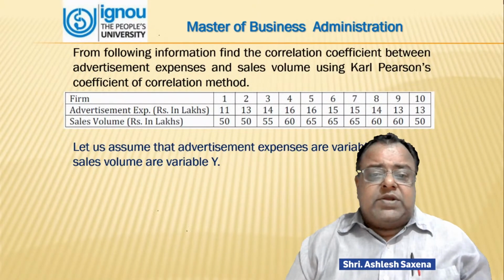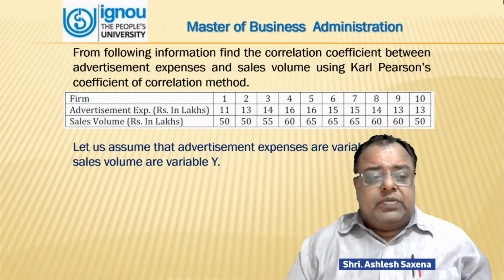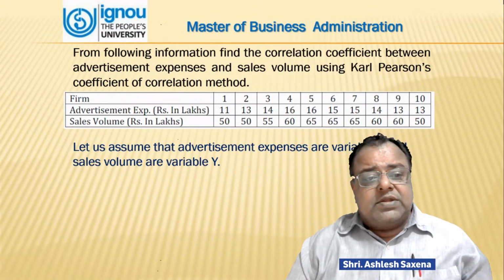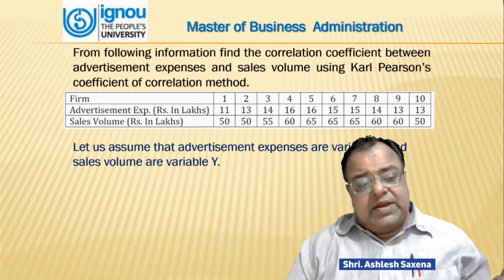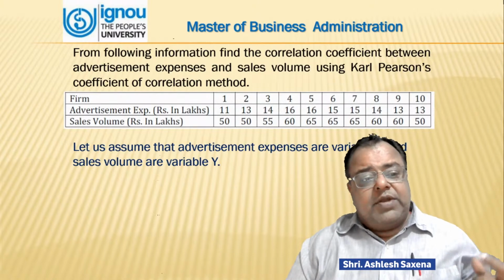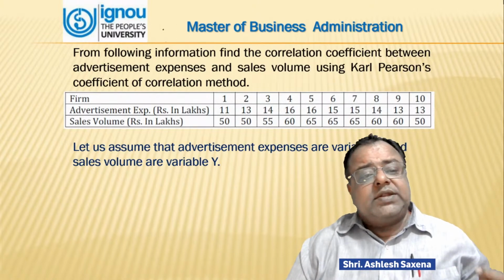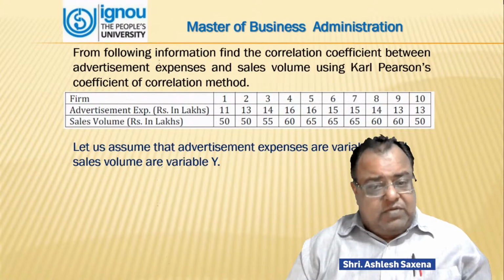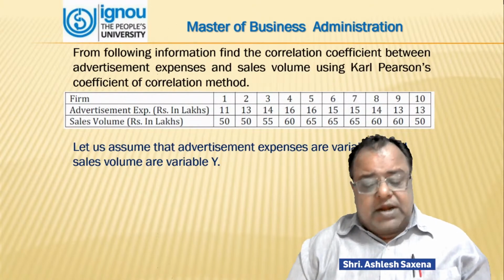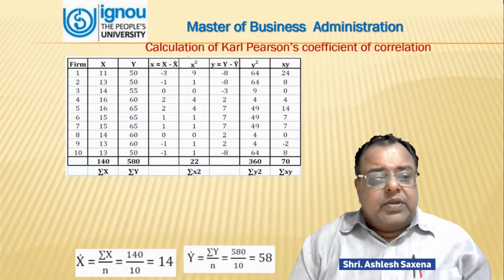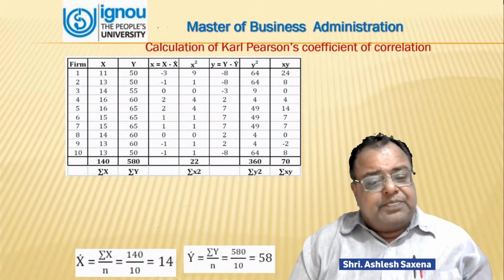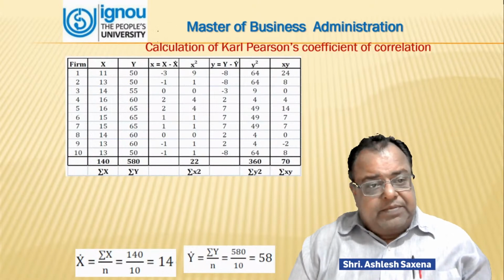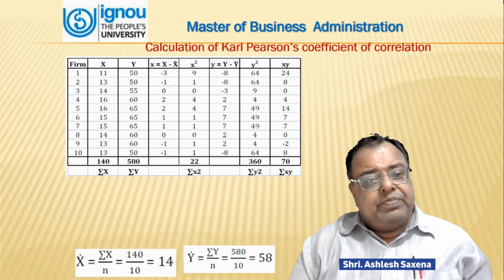From the following information, calculate the correlation coefficient between advertisement expenses and sales volume using Karl Pearson's coefficient of correlation method. That means we will be finding out the relation between advertisement expenses and sales volume. This data is given to us. We will be converting this data into tabular form. Now, 1, 2, 3, 4 till 10. That means there are 10 observations. N will be 10. X and Y.